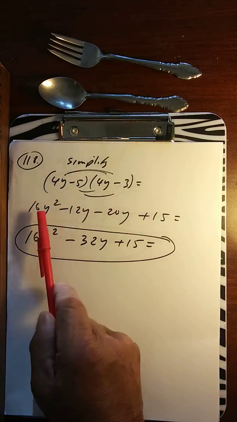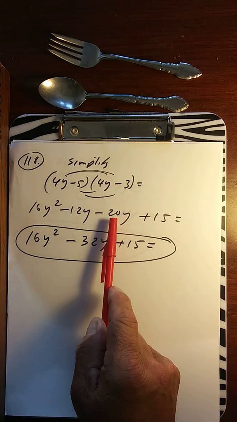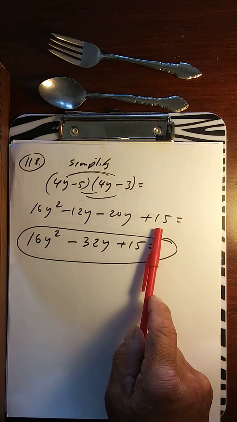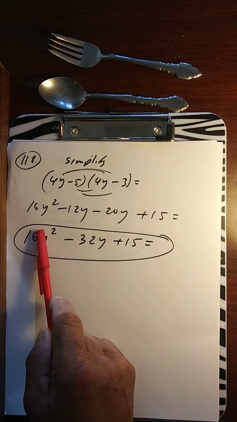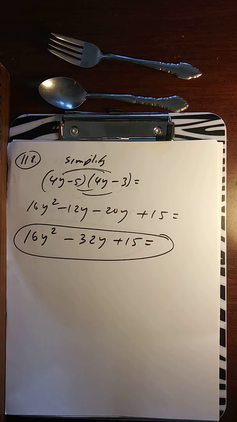This one, 4 times that, it's going to be 16y squared. That times that is going to be minus 12y. That times that is minus 20y. And that times that is going to be plus 15. So we have 16y squared minus 32y plus 15.